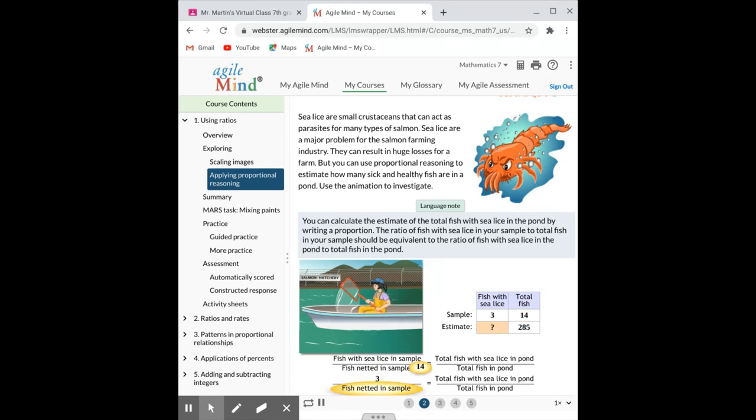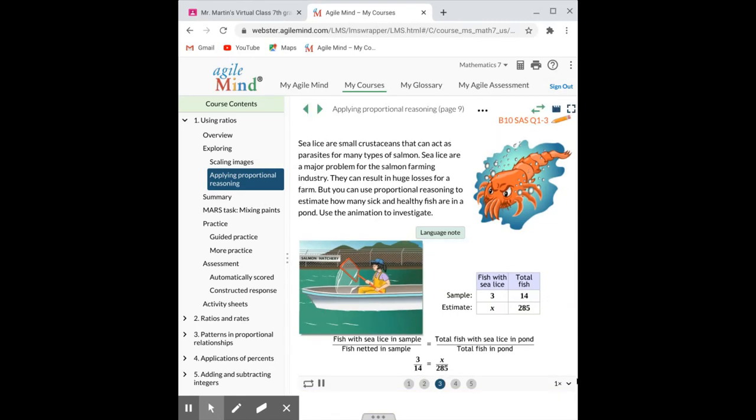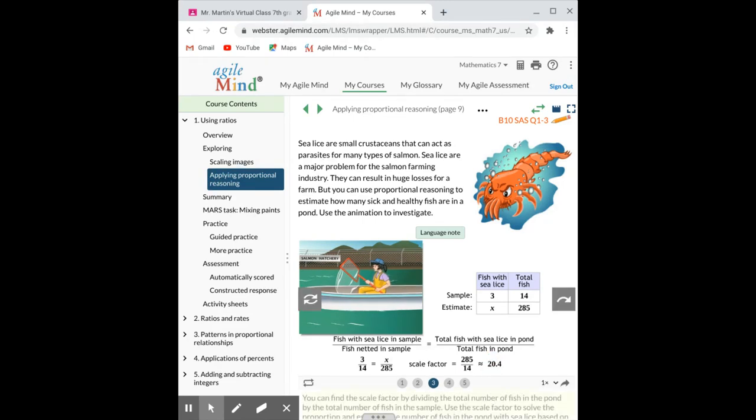So they've set this up. They have their fish with sea lice over the amount of fish that are netted in the sample. And so they've set that equal to X over 285. And so to determine X, we're going to find our scale factor, just like Kalia said. And so to do that, they're taking 285 and dividing it by 14. So when they do that, we find the scale factor.